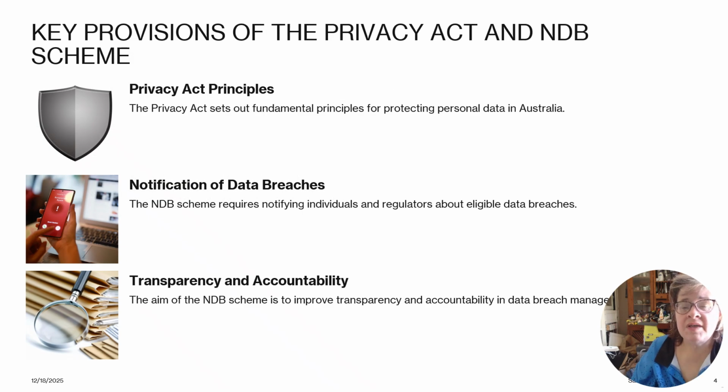So the Privacy Act establishes principles for personal data protection in Australia. The Notifiable Data Breach Scheme mandates notification to affected individuals and regulators when eligible data breaches occur, aiming to enhance transparency and accountability. So basically you have to let people know and the authorities know, okay?